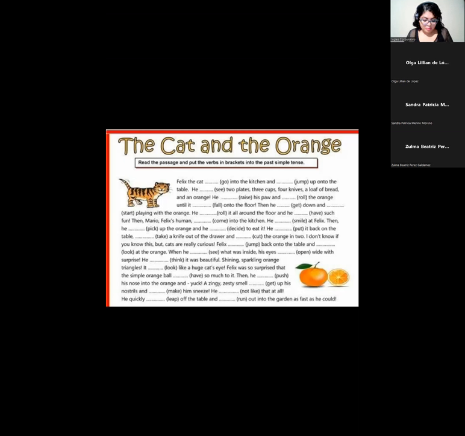He put the bake on the table. Take a knife out the drawer and cut the orange in two. I don't know if you know this, but cats are really curious. Felix jumped back onto the table and looked at the orange.